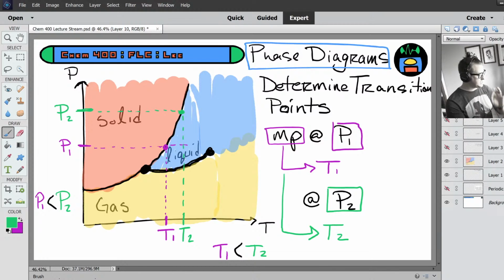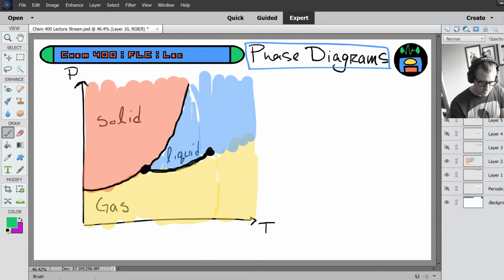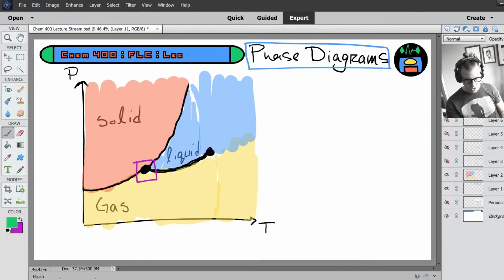All right, let's talk about there's two critical features of a phase diagram that we need to dig into. The first is what's known as the triple point, which is right here. Now, each phase transition, whether we're talking about melting, boiling, subliming, all those transitions.